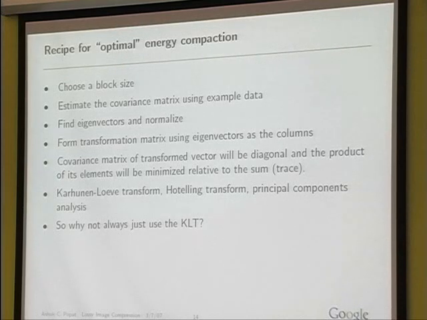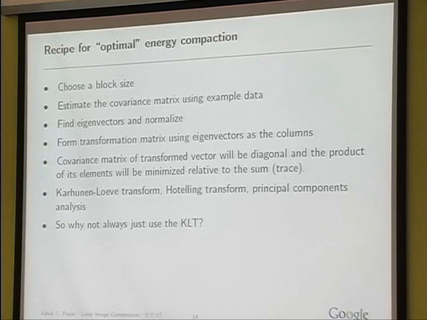And the other property is that if you were to then take the product of those diagonal elements, so now those diagonal elements are the variances of each coordinate, take the product of those variances, and that'll be minimized for a constant trace. The trace is the sum, and that's the total energy in the signal. So if you constrain the total energy, which will be constrained if this thing is orthogonal, then you minimize the product of those diagonal elements. And that will translate into coding gain. But that is the sense in which this compacts energy. It's in terms of minimizing that product.